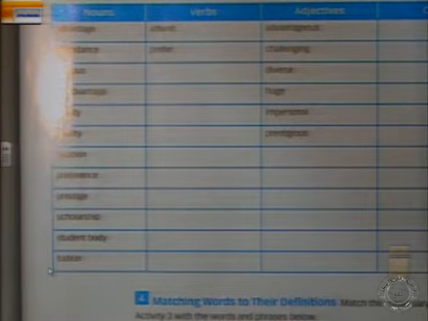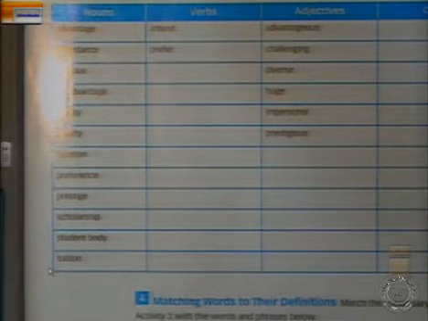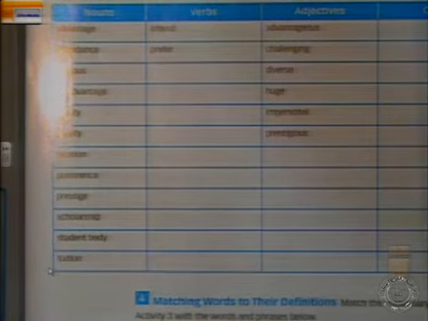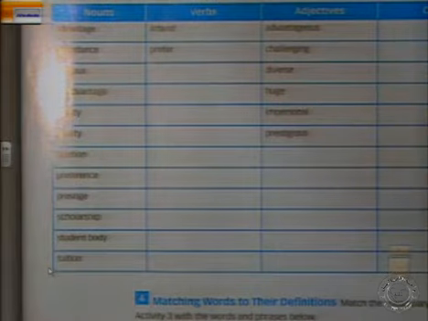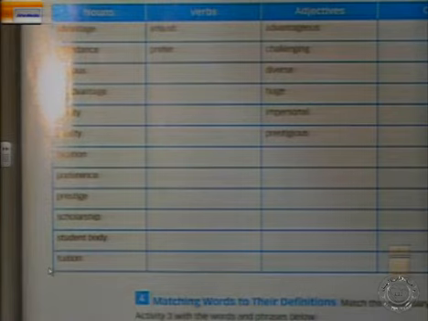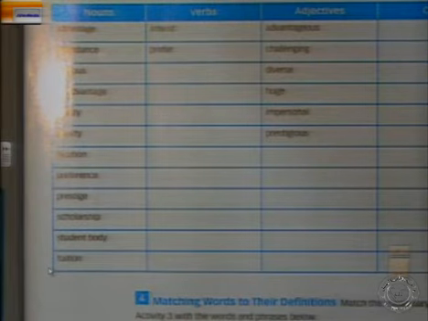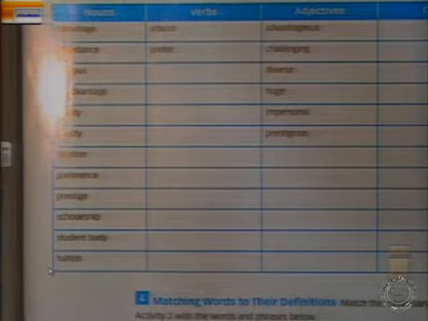Next we have faculty. Faculty means teachers, the teachers who teach in a university. Next we have the noun location. Location is the place where a building is. For example, the location of King Faisal University is in Hofuf, okay? Next we have preference. Preference is things that we like best. The next noun is prestige. Prestige means good reputation.